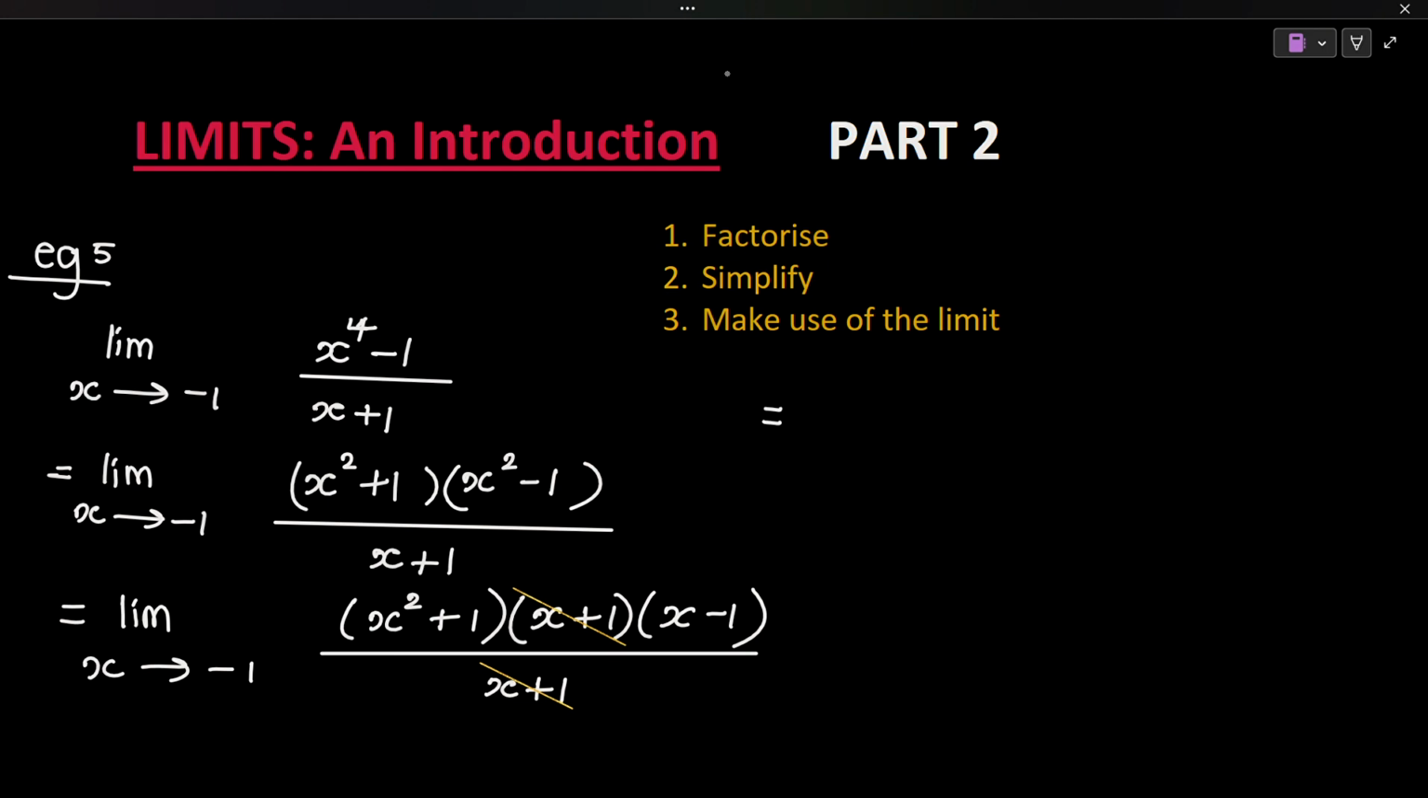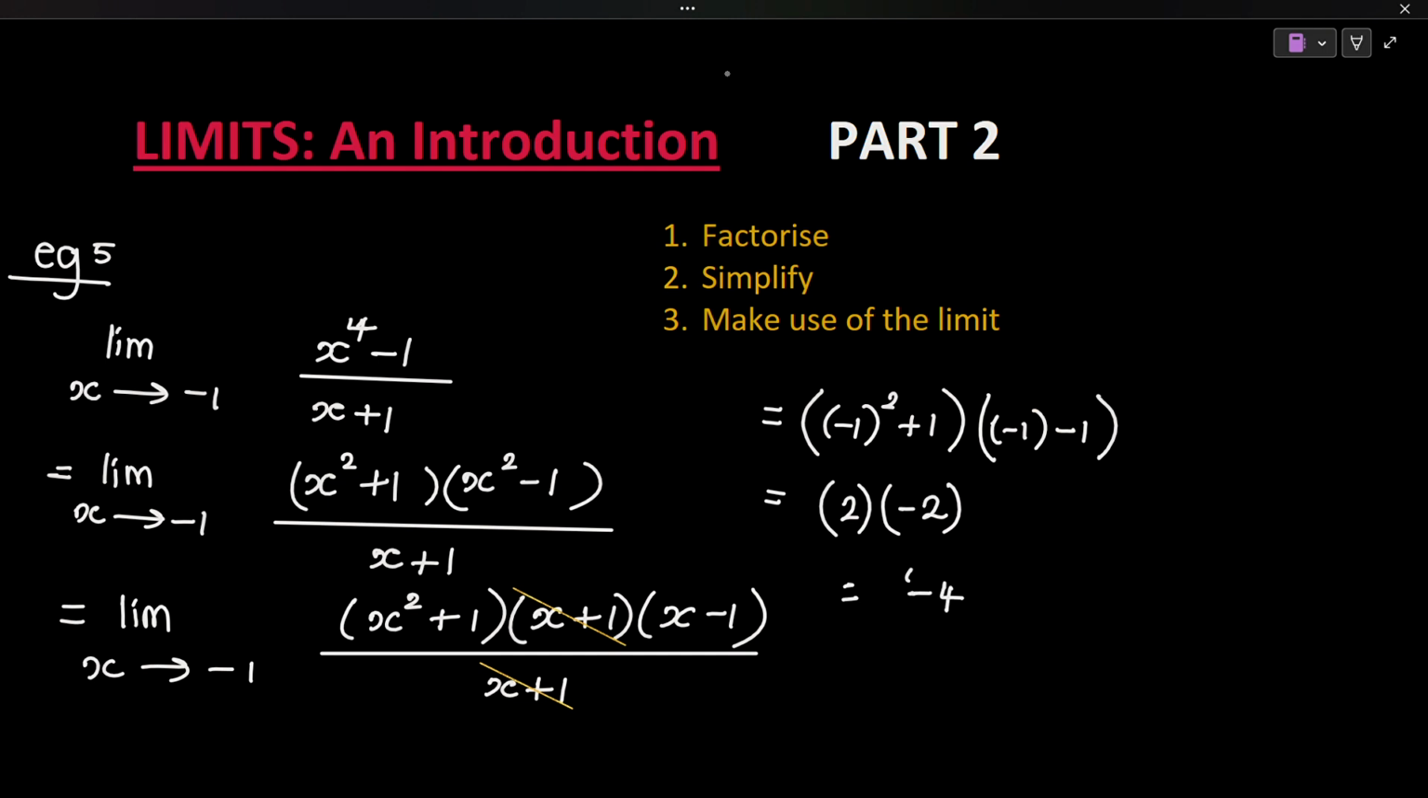Now we are ready to make use of the limit. So we are going to take this negative 1 and substitute it into the remaining factors of our function. So in the first bracket, we're going to have negative 1 all squared plus 1. In the second bracket, we're going to have negative 1 minus 1. Now let's simplify each bracket first. Negative 1 all squared will give us positive 1. So we have 1 plus 1, which is 2. We have negative 1 minus 1, which is going to give us negative 2. So we've got 2 times negative 2, which is negative 4.